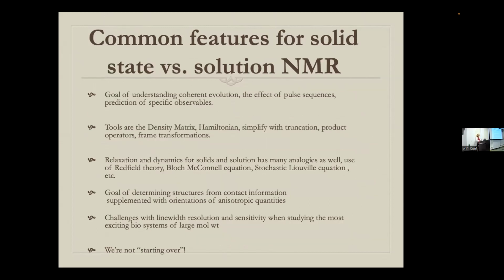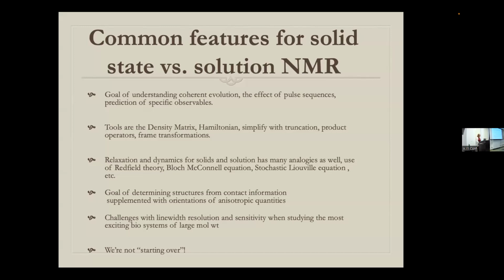While they have clear distinctions, solution and solid state NMR also have many things in common. The overall goal of understanding coherent evolution, effective pulse sequences, the prediction of specific observables. This is the same story as what you've been talking about up till now. We use the same tools even in that pursuit. We have the density matrix, we have the Hamiltonian, we use truncation, we use product operators, we use a lot of frame transformations and fictitious fields, same stuff. Relaxation and dynamics, and even the framework of Redfield theory, Bloch-McConnell equations, etc.